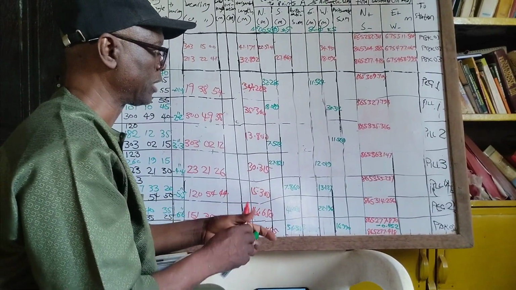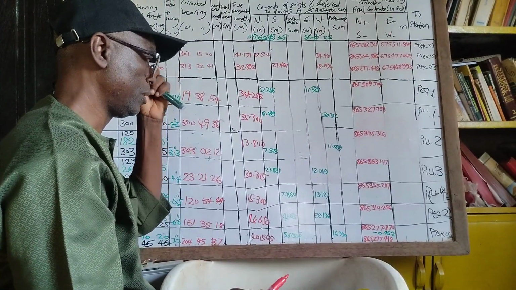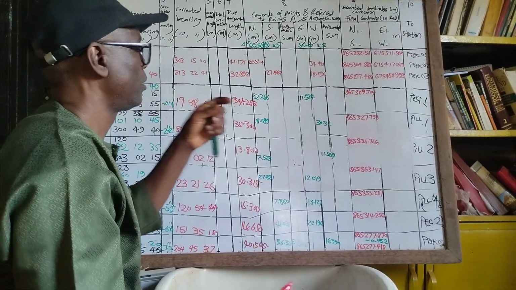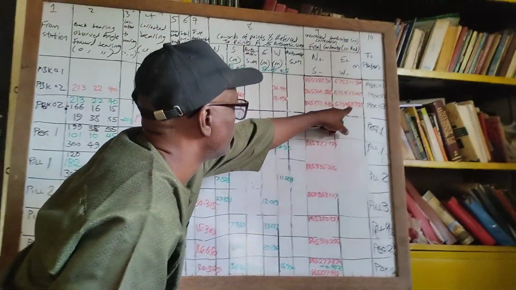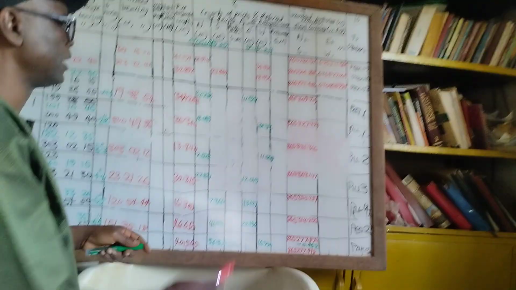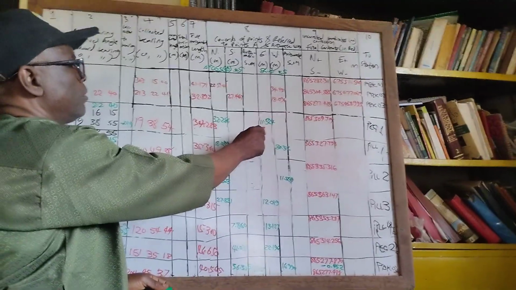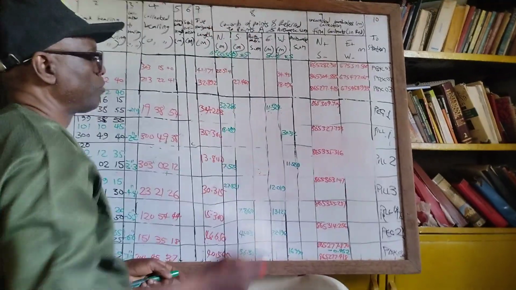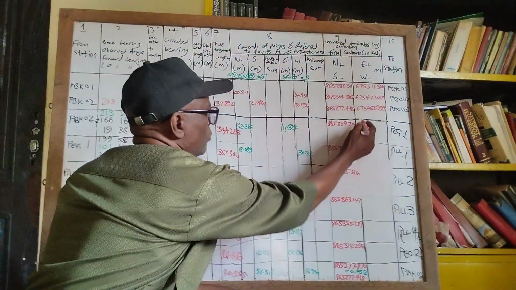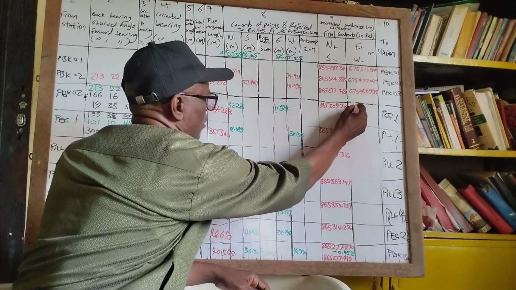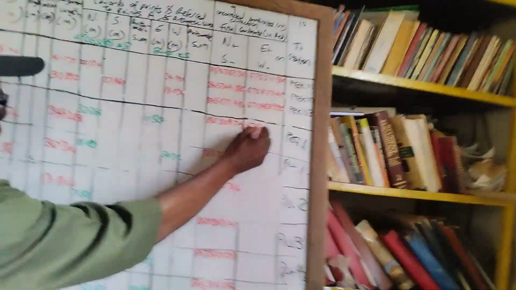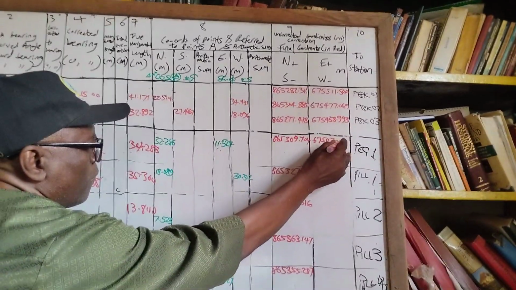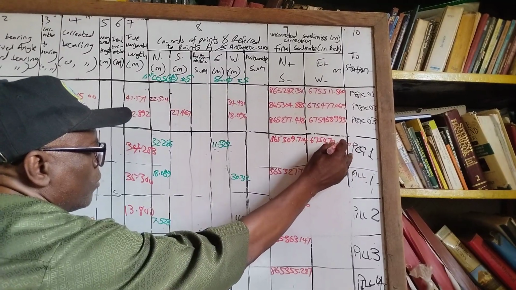So the same thing is repeated for Easting. Now let us go to the Easting: 675458.993. Remember, this is plus and this is minus. So plus 11.527 gives you 675470.520.